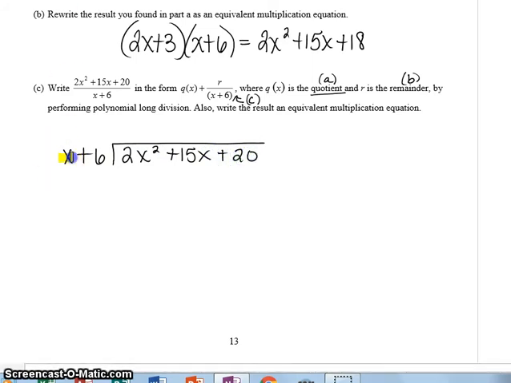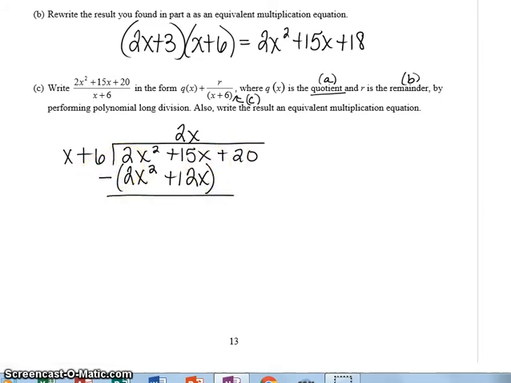So now remember, you're saying how can an x change to a 2x squared? Well, if I multiply it by 2x. So 2x times, so this 2x times this x would be 2x squared. Now this 2x times that positive 6 would be positive 12x. Okay? So the only thing different is the 20 here. So now remember, you put it in parentheses, you subtract, but then that subtraction sign changes all the signs here.